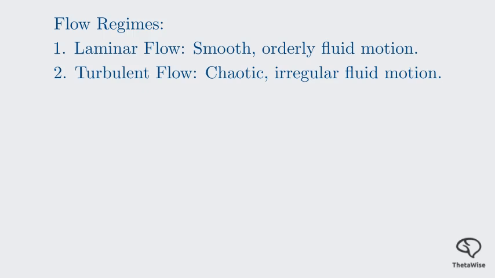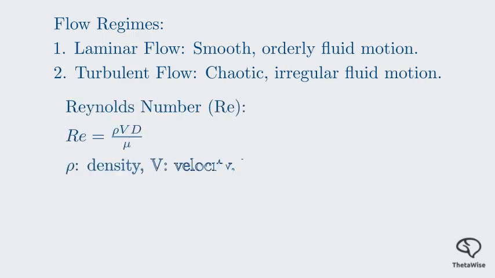The transition between these regimes is governed by a dimensionless number called the Reynolds number. The Reynolds number, Re, is the ratio of inertial forces to viscous forces in a fluid flow. For flow inside a pipe, the critical Reynolds number for the onset of turbulence is about 2300. Flows below this are considered laminar, and above it, they become turbulent.